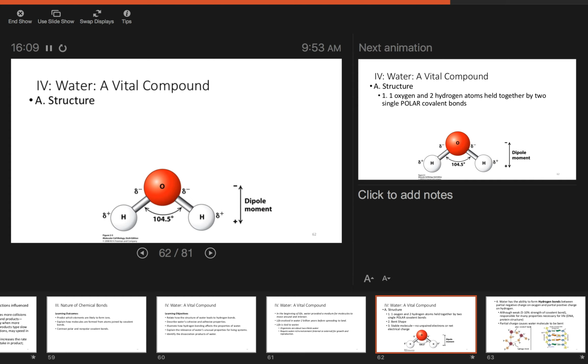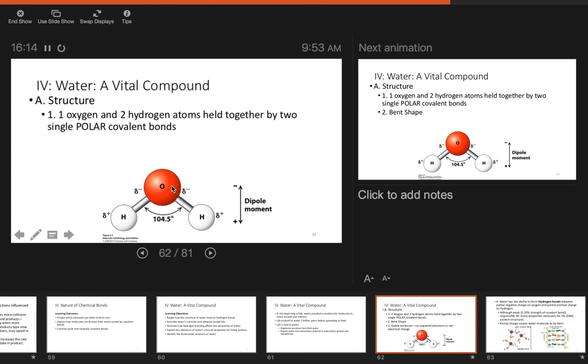Now, the structure of water is bent, and it's made up of 1 oxygen atom and 2 hydrogen atoms held together by single polar covalent bonds. Now, the word polar means that these electrons are being shared unequally. And as a result, I get slightly partial charges. So oxygen tends to be slightly more negative because it has a higher electronegativity value. And hydrogen tends to be slightly positive because the electron that it originally had is now hanging out with oxygen more than it is with it.